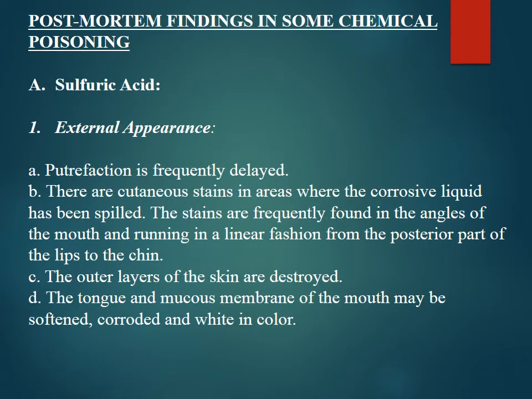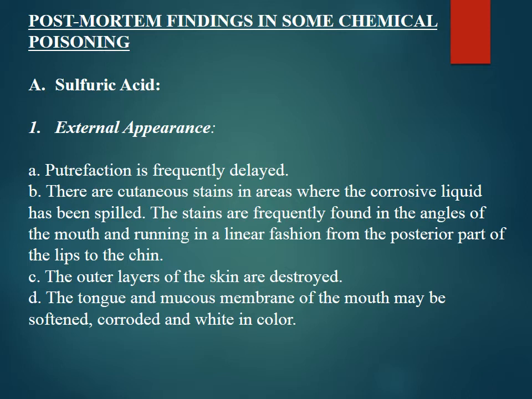Now, let's go to the postmortem findings in some chemical poisoning. First is sulfuric acid. External appearances: putrefaction is frequently delayed. There are cutaneous stains in areas where the corrosive liquid has been spilled. The stains are frequently found in the angles of the mouth and running in a linear fashion from the posterior part of the lips to the chin.